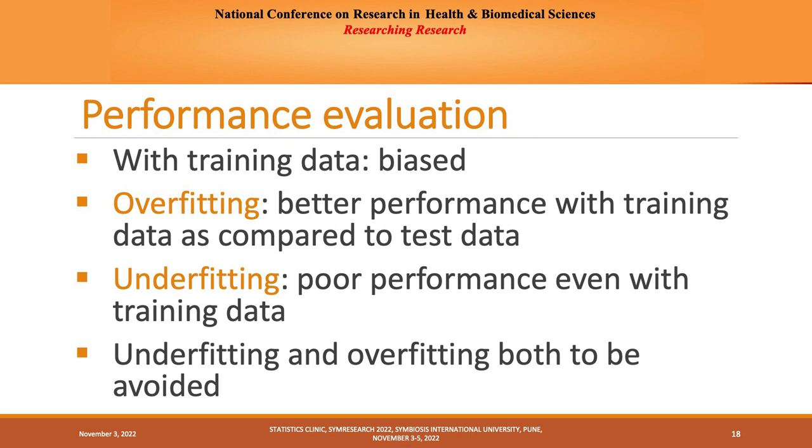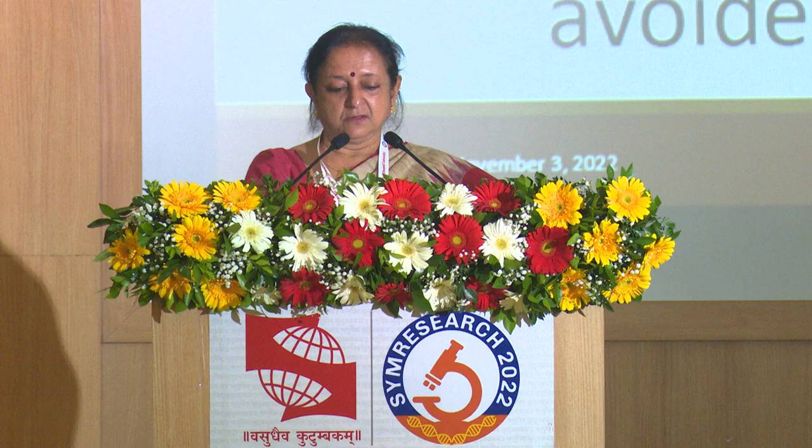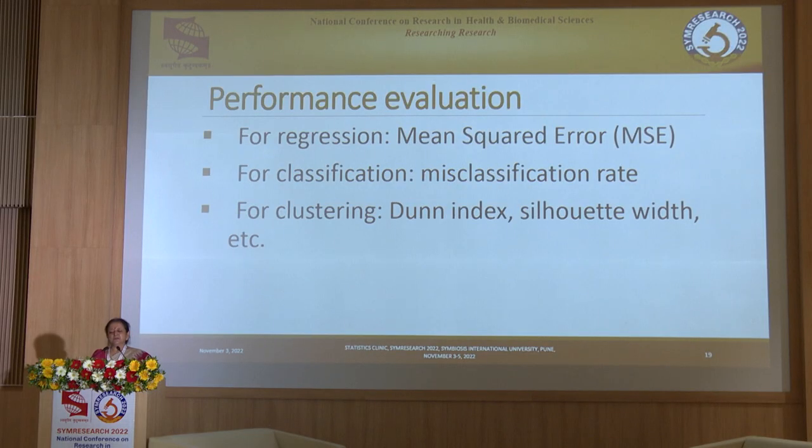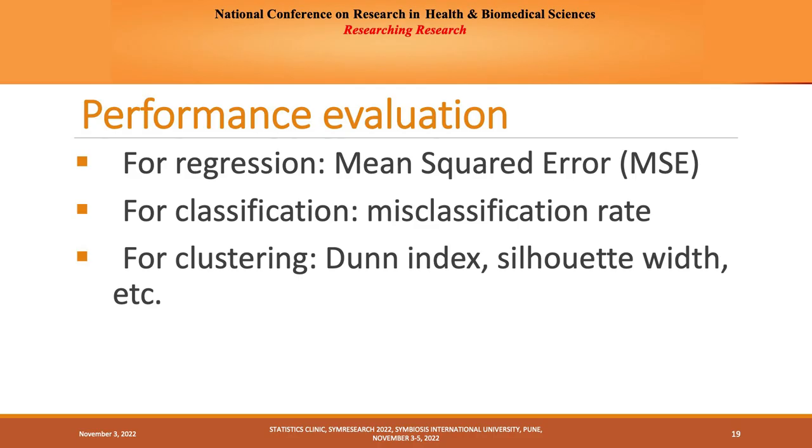So you have to go for the golden mean. You have to ensure that your model is such that both these extremes are avoided. Performance measures depend upon the task that you're trying to perform. For example, if the task is regression, you use mean squared error. For classification, you make use of something called the misclassification rate, which is simply the number of test samples wrongly classified divided by the total number of test samples.